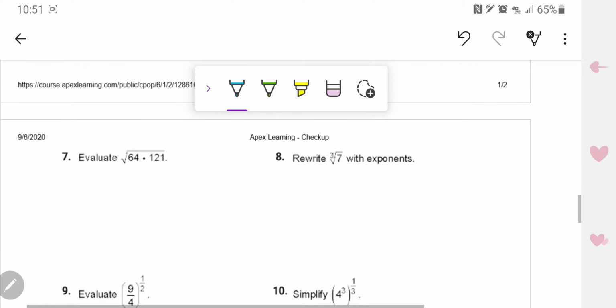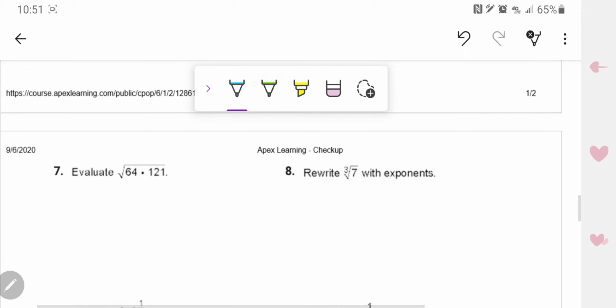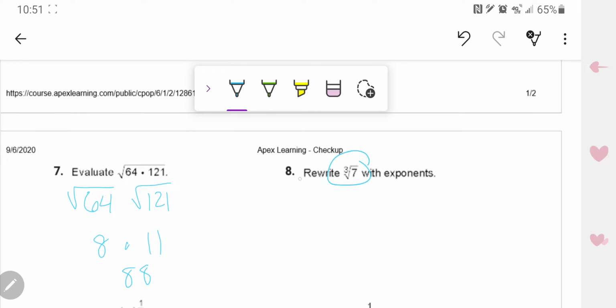Some more problems here. So the square root of 64 times 121, you can break those up. Square root of 64 is 8. Square root of 121 is 11. 8 times 11 is 88. Rewrite this with exponents. Like we said before, when we had x to the 1/2, it made the square root of x, and the 2 went here. Well, if it's here, that came from the bottom, so the bottom must have been a 3. There's no exponent here, so it must have been a 1.